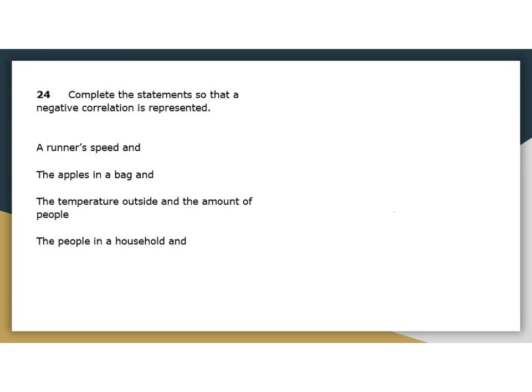So in this problem, we're asked to complete a statement so that a negative correlation is represented. A negative correlation means that as something increases, something else is going to decrease, and there is a relationship among the two.